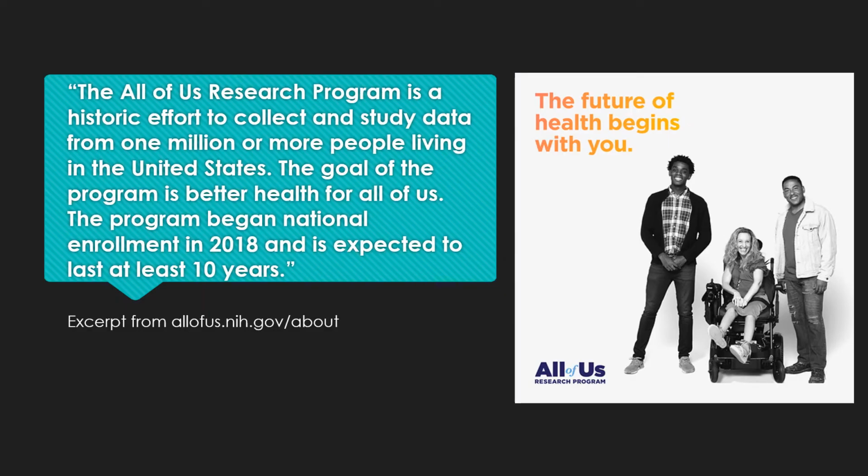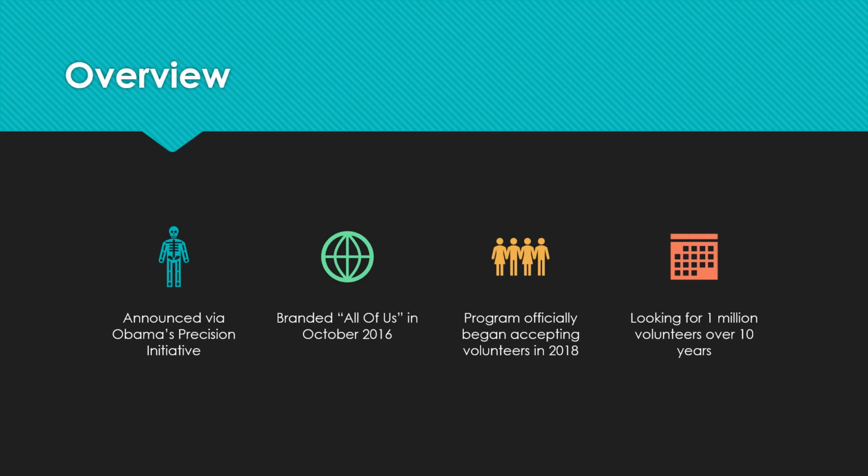Next up, this presentation will cover the All of Us research program funded by the NIH, which began national enrollment in 2018 and is expected to last at least 10 years. This program was announced via President Obama's Precision Initiative, which was previously covered, and it was branded as All of Us in October 2016. As previously mentioned, the program officially began accepting volunteers in 2018. They are looking for over 1 million volunteers over the next decade.